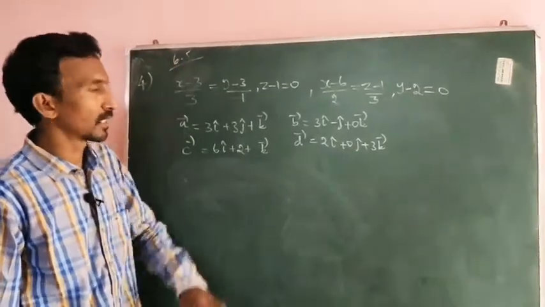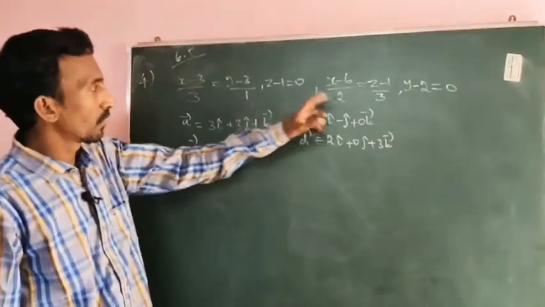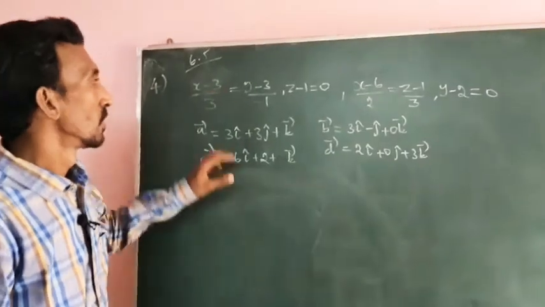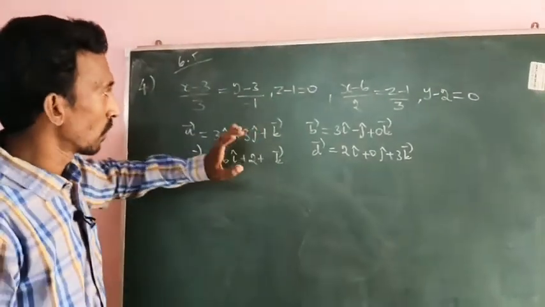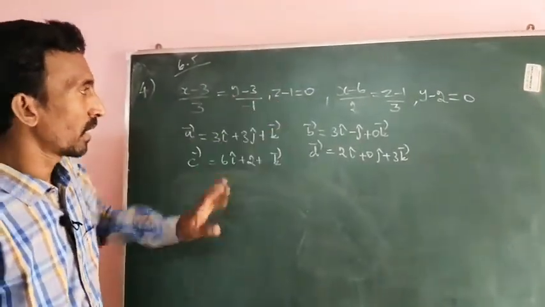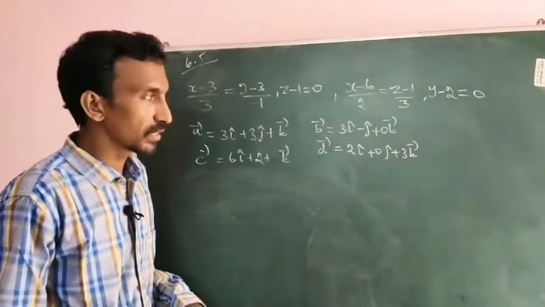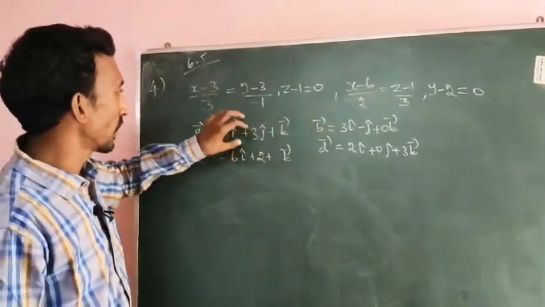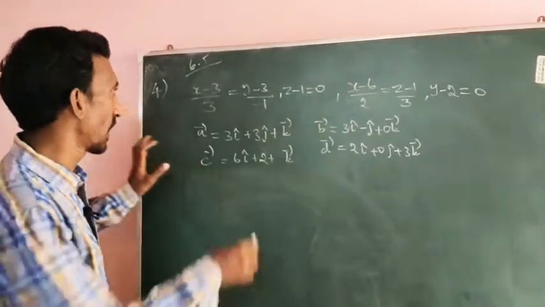Number 4 in the exercise 6.5. Show that the given two lines intersect, and also find out the point of intersection. Both are given in different forms, so we can prove it in two ways. The one is the usual method. Just observe it. Find out what is a vector, b vector, c vector, d vector.